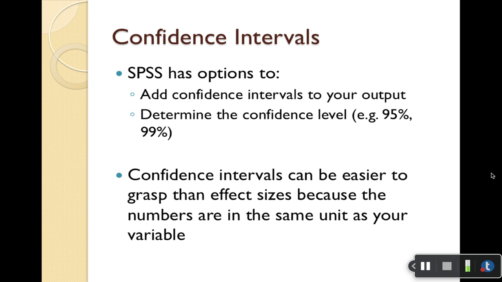So like I said, SPSS has options that we'll be looking at to actually compute the confidence intervals, and you can choose between 95 or 99%. Confidence intervals are nice because they're a little more concrete to understand compared to effect sizes because the numbers are in the same unit as your variable. So when we're talking about IQ points, it's in the same measurement as points. If we're talking about inches of snow, it would be expressed in inches, versus effect sizes that are more standardized and allow you to compare across studies.